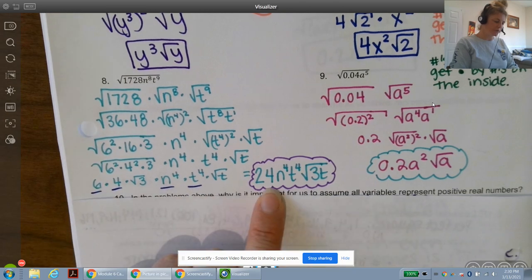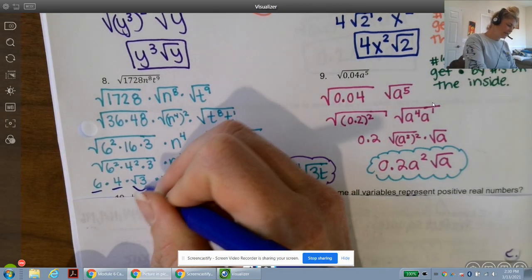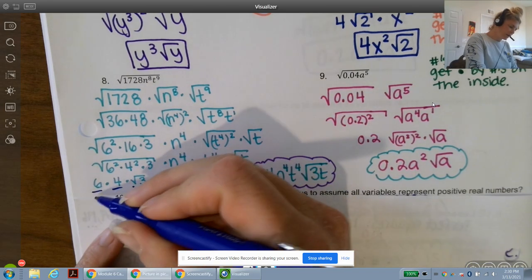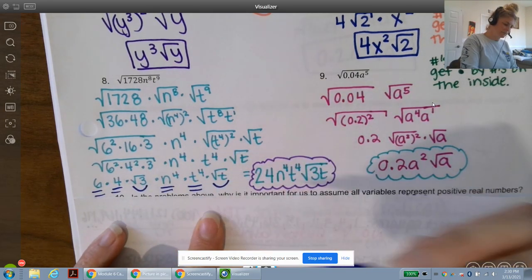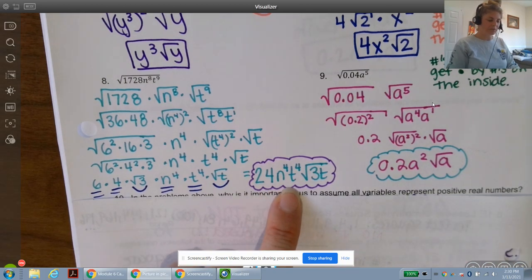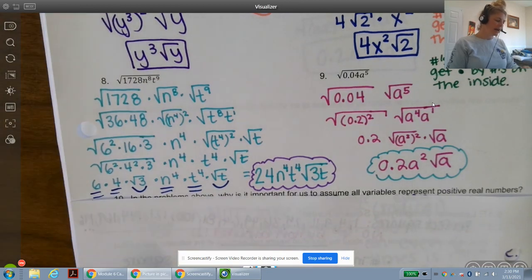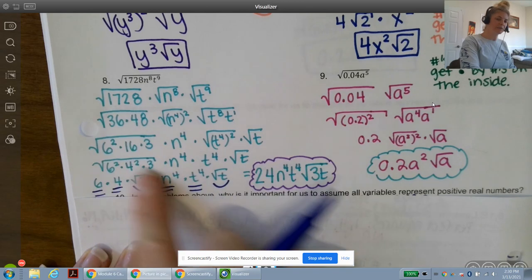6 times 4 is 24. And then the square root of 3 and square root of t are both on the inside here. So when I completely simplify that, I get 24 n to the 4th, t to the 4th, square root of 3t. Nice work.